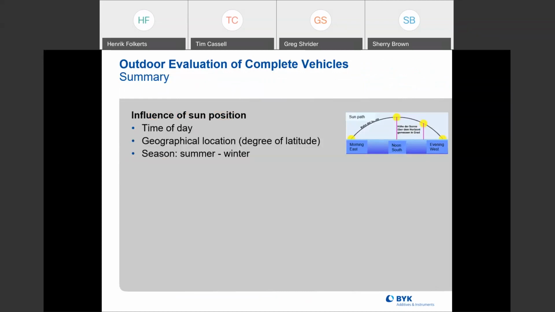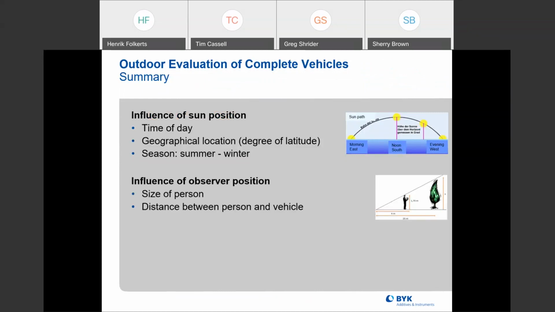So just in summary, what influences what we see? The sun position, obviously, the time of day, the geographical location, what season, depends on how much light I'm getting, the influence of the observer, the position, the distance from that person to the vehicle. We should always make sure that this is set the same for everybody. The size of the person, again, if there's a huge height difference, you guys need to either back up or try to get on the same plane.